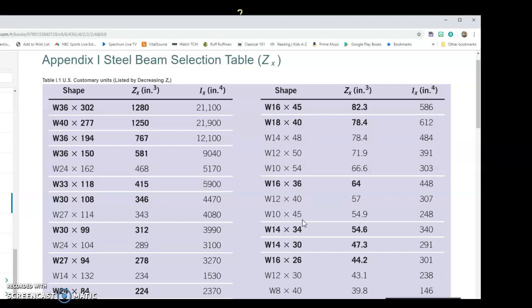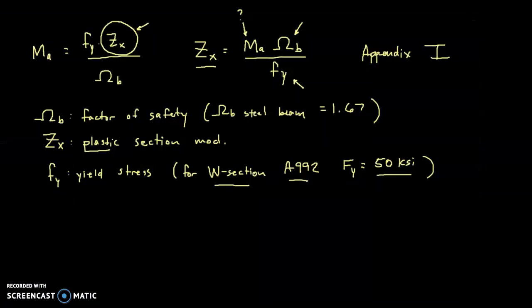Compare that to a W10 by 45. That weighs 45 pounds. That's significantly more weight and actually gives us less in terms of plastic section modulus. So when we solve for a plastic section modulus, if we fall within two of these white lines, we're going to want to go to the top of that group and select the bold section that is most efficient. That's always the goal of the engineer, to select the most efficient section. So having said that, let's take a look at an example.